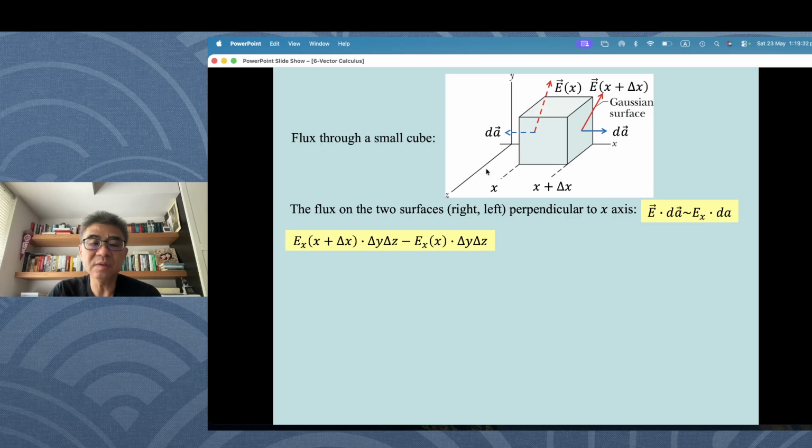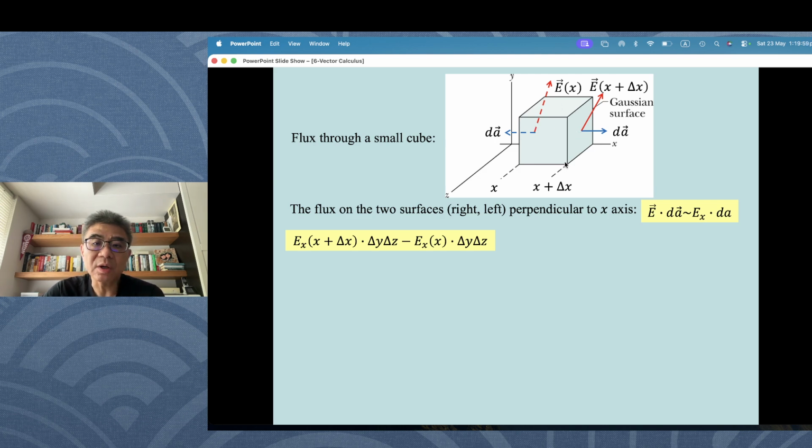So it will be easier to calculate. And eventually, we are going to send this small cube into infinitely small. Therefore, the orientation or size really doesn't matter because we are taking the limit at the end. However, put in this way, the flux through this cube is much easier to calculate. I can calculate the flux through all the surfaces.